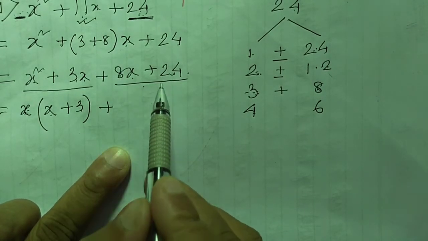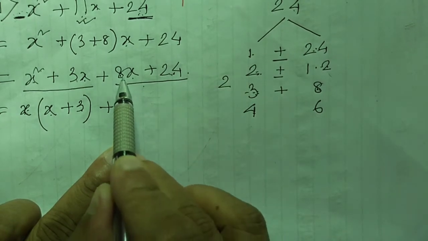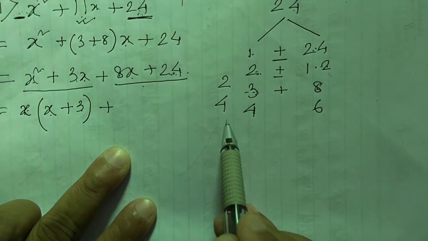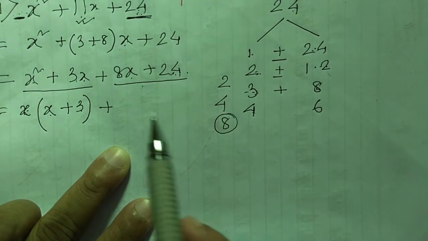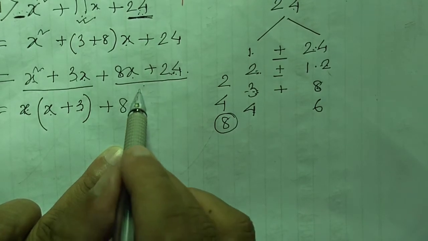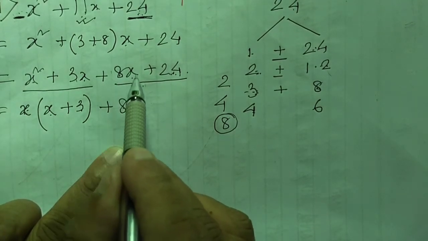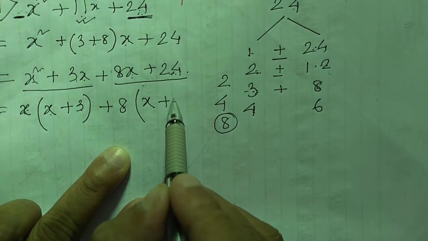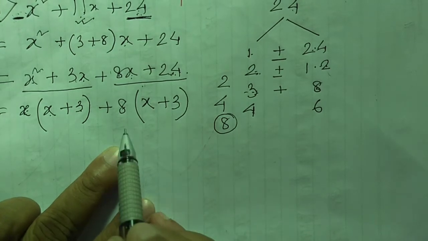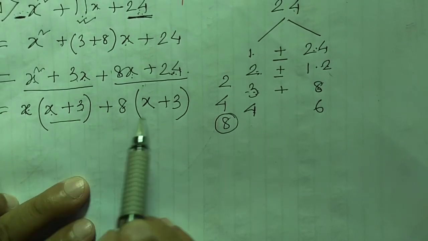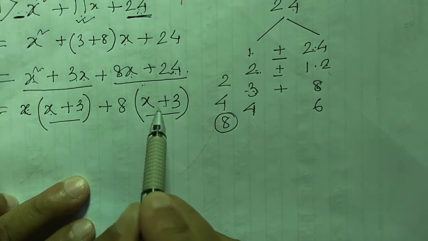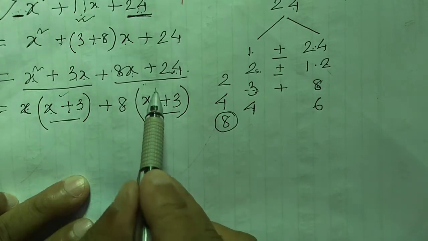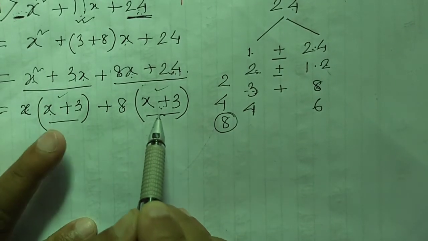8 and 24 are also divisible by 2. 8 and 24 are also divisible by 4. 8 and 24 are also divisible by 8, but 8 is the largest number, that's why we have to take 8. Now, by 8 you divide this, you will get x plus. By 8 you divide 24, you will get 3. Now, you will see that this portion and this portion will always be same. If you have not made any mistake, then these two portions will always be same.